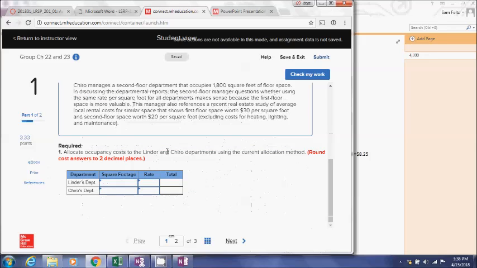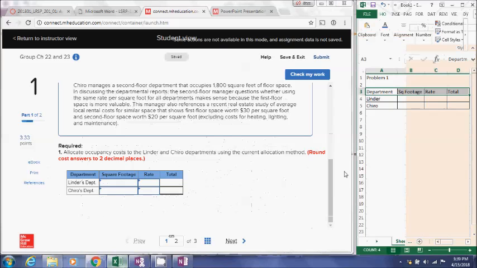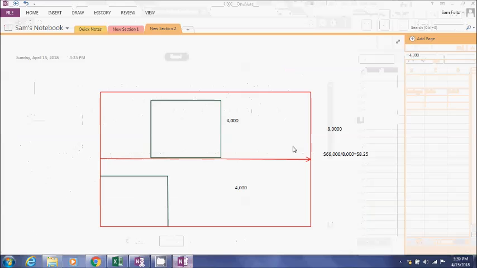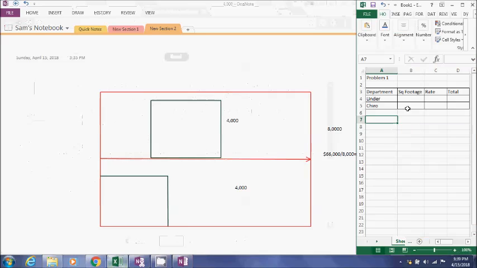So what they're asking us to do first is say, what does it look like normally? What does it look like right now? And that's what I've done here with Excel. Well, we already know it's $8.25 a square foot. We did that over here in OneNote. $8.25 per square foot. She's taken up 1,000. He's taken up 1,800. I think we can do that pretty easy.